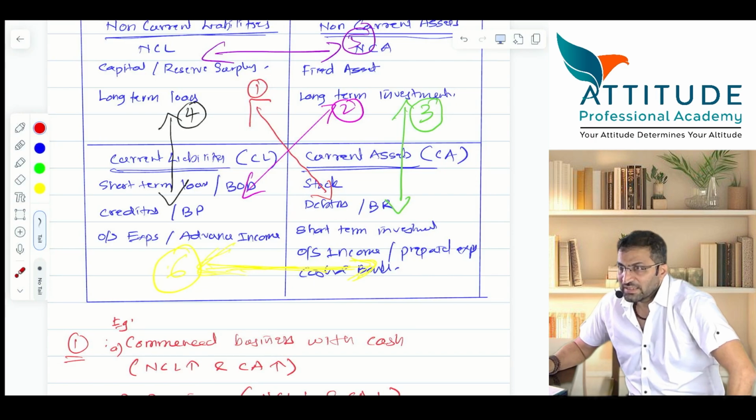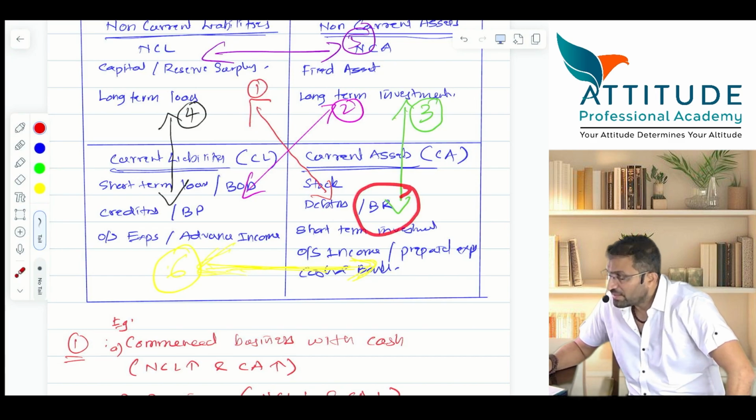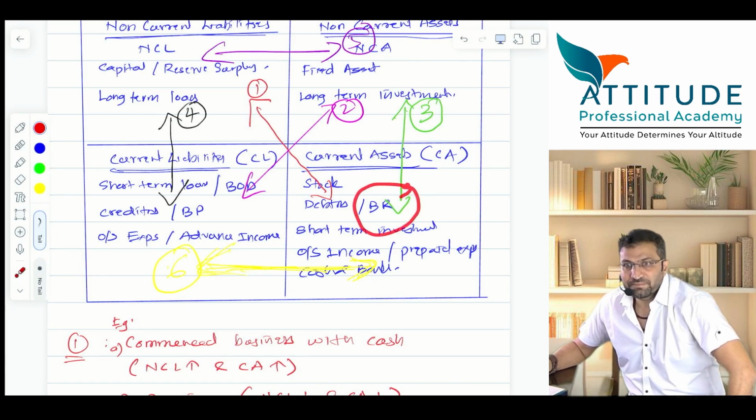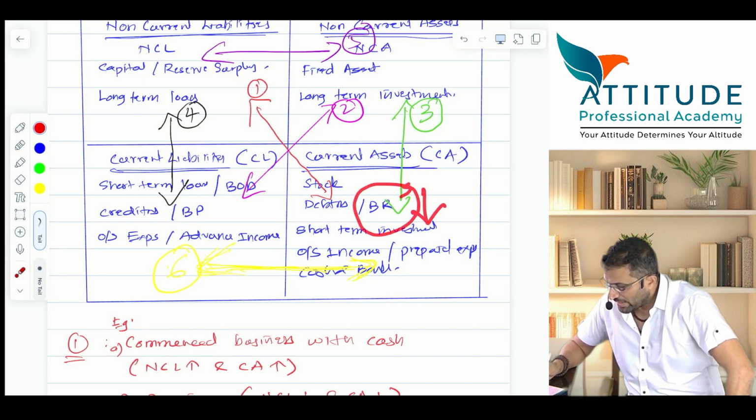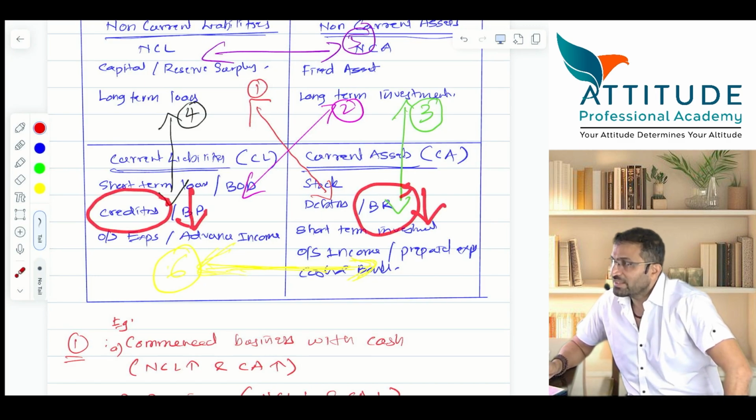Okay. This we have studied in bills of exchange. Now you have got a bills receivable. Bills receivable endorsed to Sita. Sita is a creditor. Yes or no? So what will happen to bills receivable? It will reduce. Sita, your creditor, will also reduce.